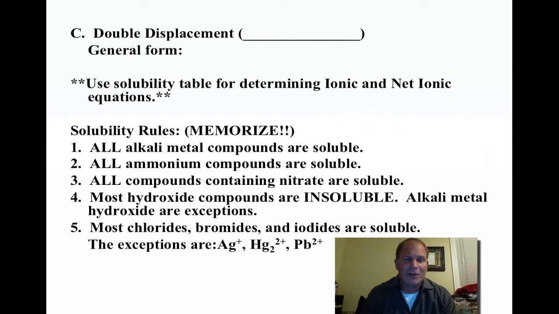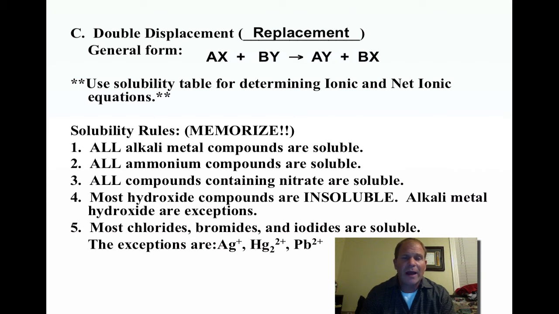The next type we're going to talk about is double displacement, also called double replacement. And what makes this one stand out is you have two ionic compounds on your reactant side. And what's going to happen, the cations are going to trade places, they're going to exchange the anions.